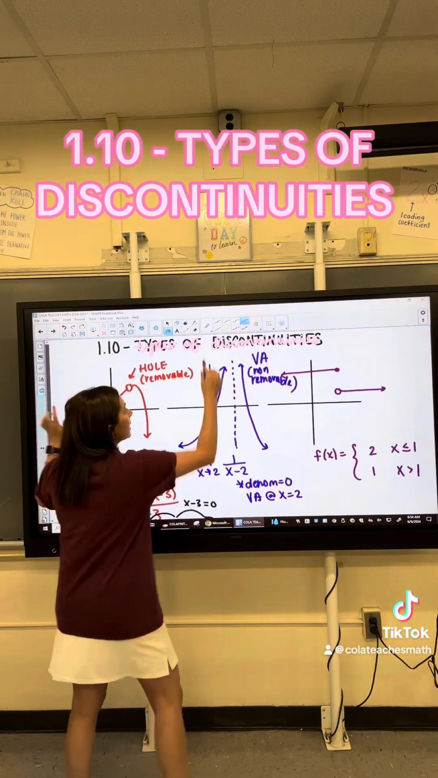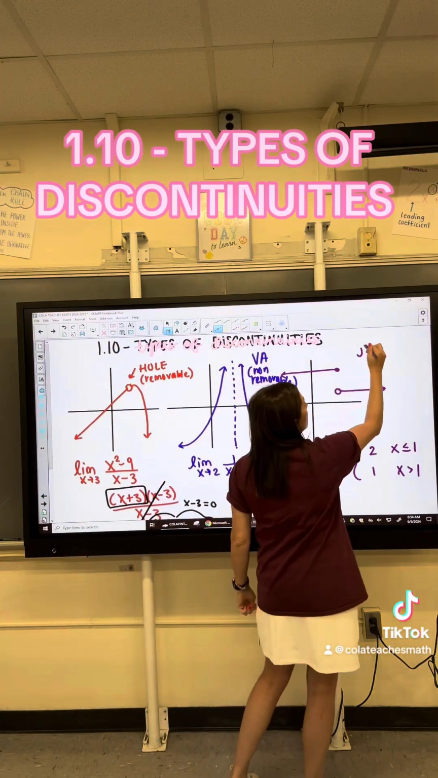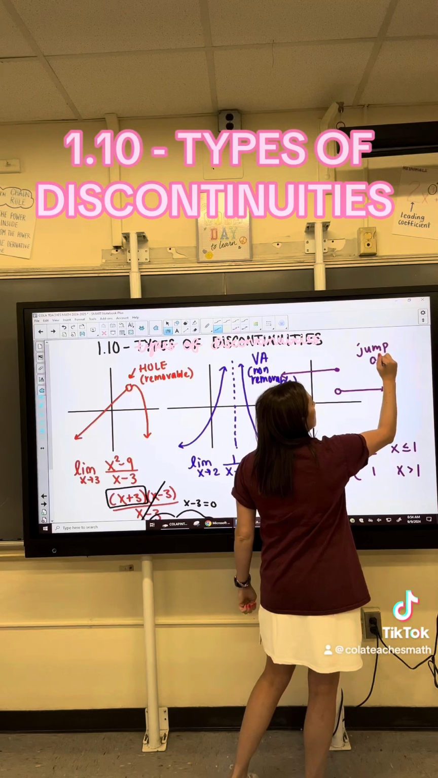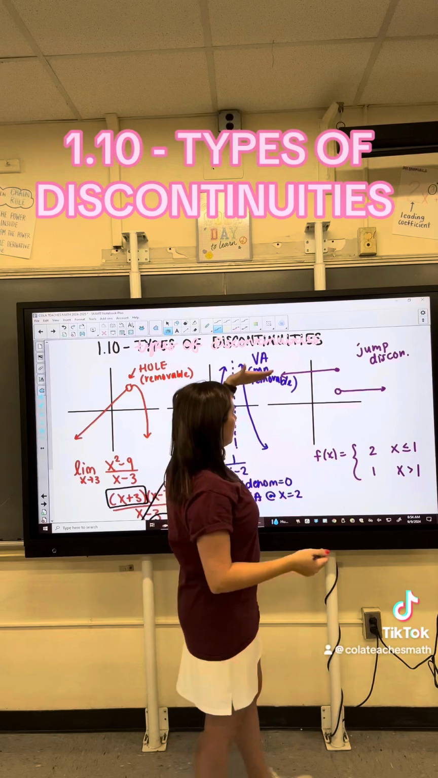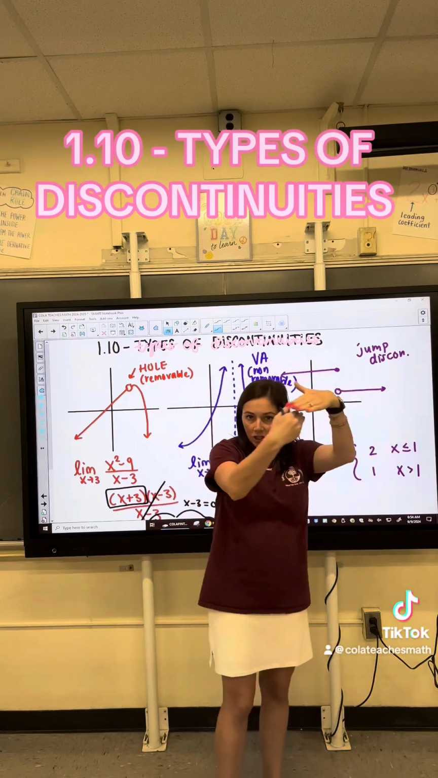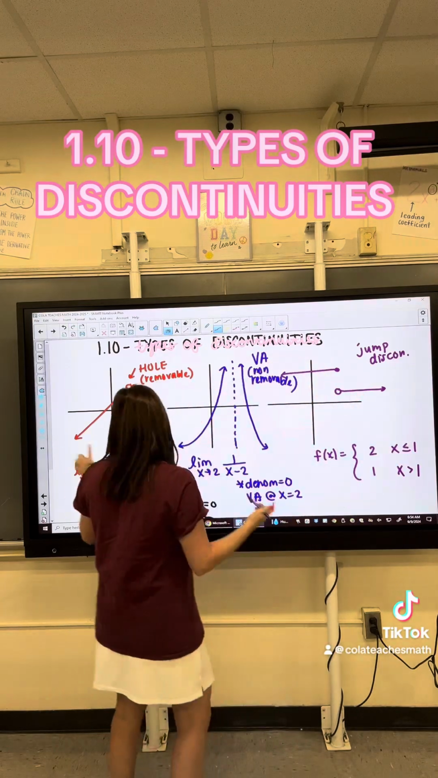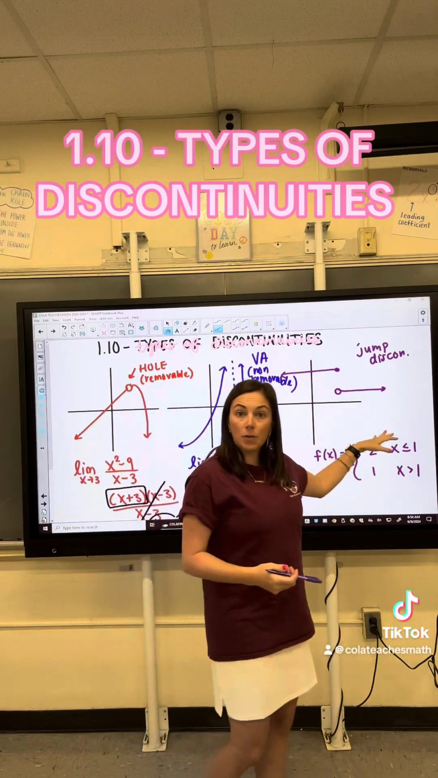And now the last type of discontinuity is going to be a jump discontinuity. So look, we have this huge gap here. It's because the limit from the left and the limit from the right don't match each other. Okay, we are not continuous. So something like this would be in a piecewise function.